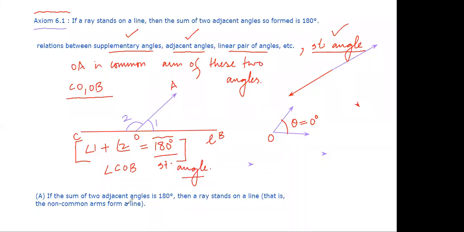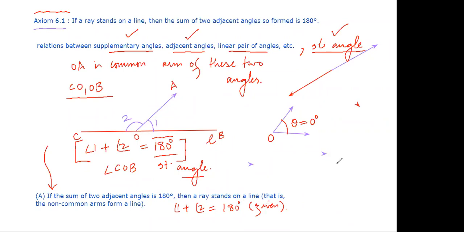Okay. See, students, we can state the reverse of this axiom also. What if the sum of two adjacent angles is 180? It's given here now: angle 1 plus angle 2 is 180. Students, this is given. Then a ray stands on a line. Sometimes it is very much used. Again, the sum of two adjacent angles is 180.